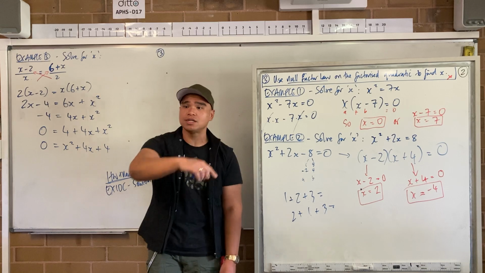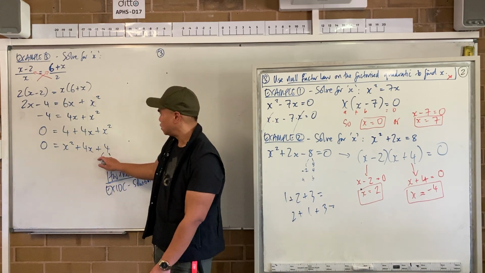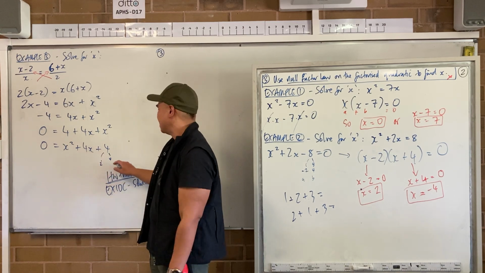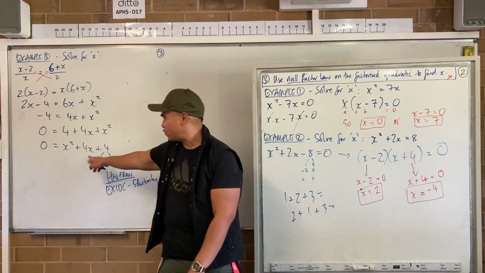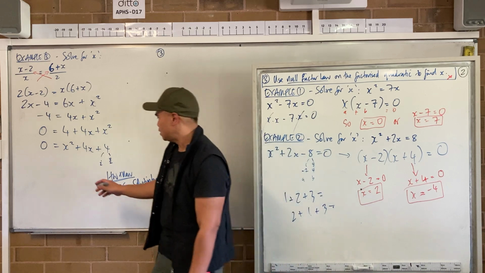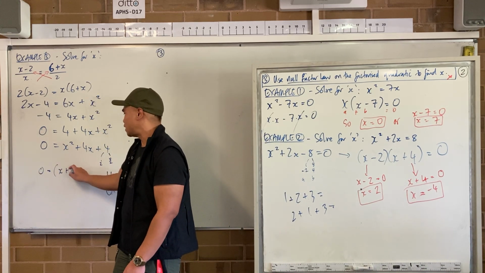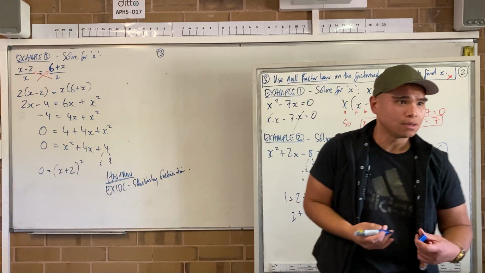But I'll do what he said. What are the factors of 4? 1 and 4, and? 2 and 2. It's on the recording. 2 and 2. Which is the only combo that's going to get me the 4 here? So what you'll notice is that it factorizes to x plus 2 squared, which is still null factor law.